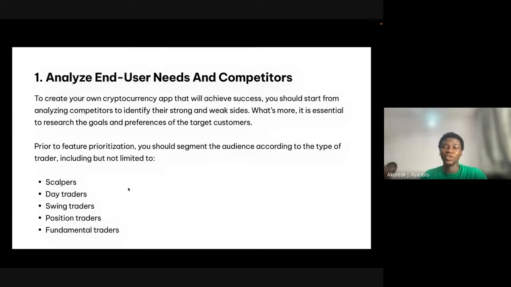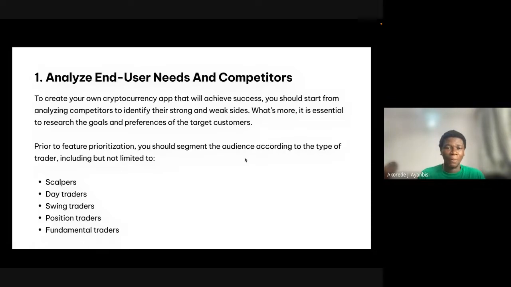So prior to feature prioritization, when designing a product, you have a list of features, be it from the product manager or the client: this is what I want to build for the MVP, or this is what I want in the product. There's a priority, the first feature to the last. So before even prioritizing those features, you should segment the audience according to the type of trader.